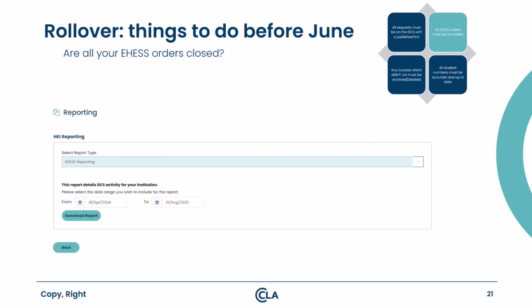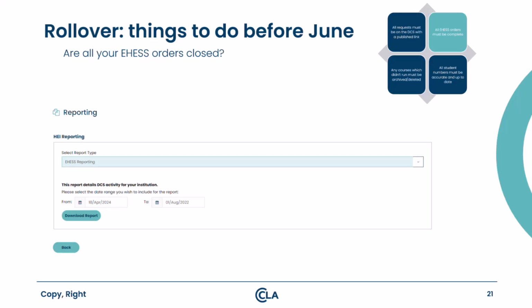Now, regarding ES orders, please note that it's not possible to complete rollover on the DCS if there are any outstanding ES orders. You can go through open ES orders from the DCS dashboard. Also, due to the cyber attack on the British Library, you won't be able to amend your orders. So please have a look.